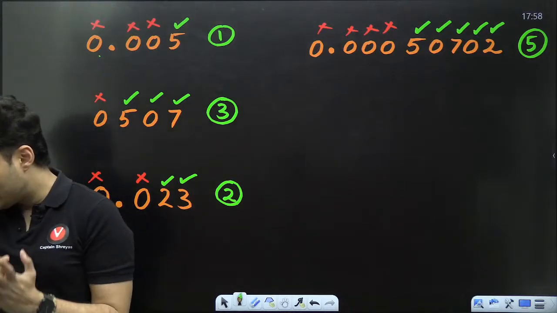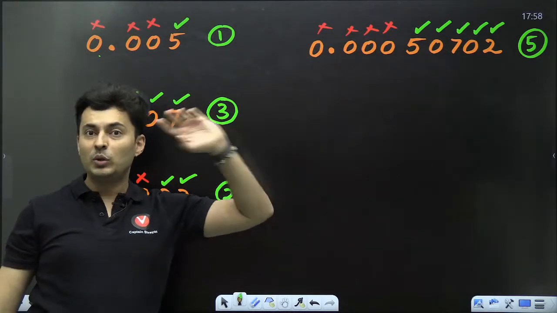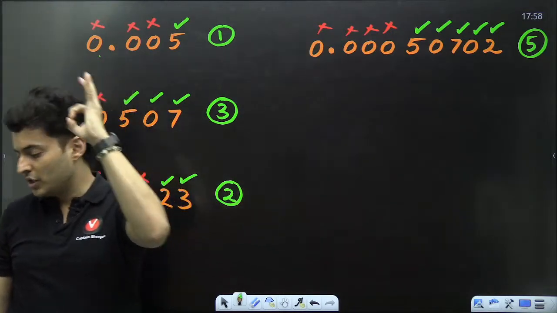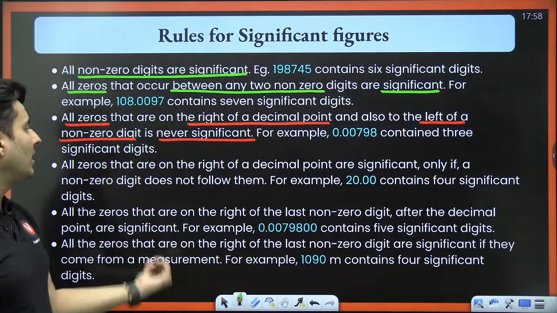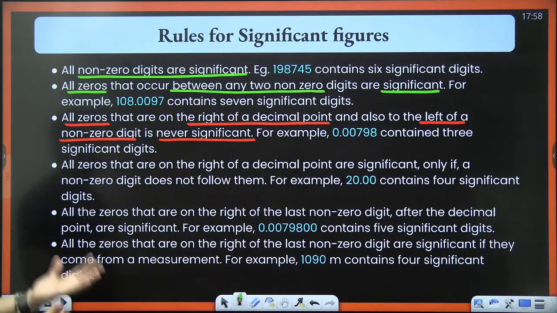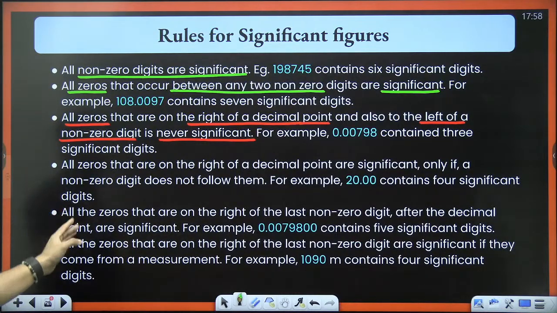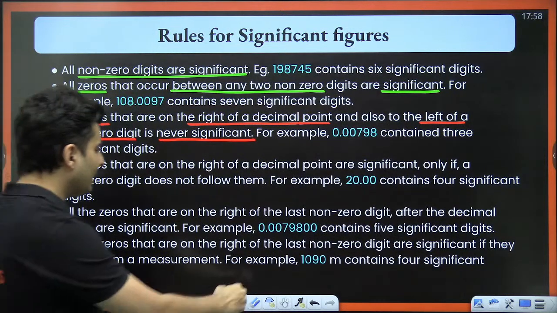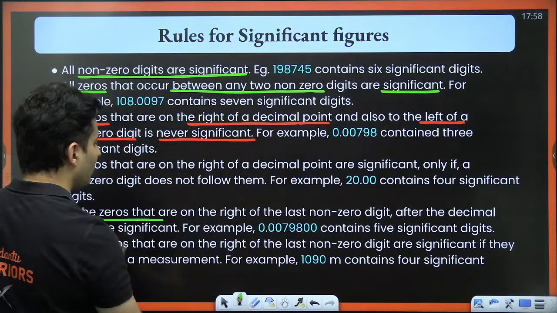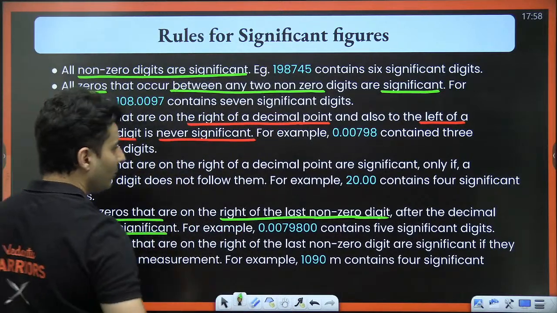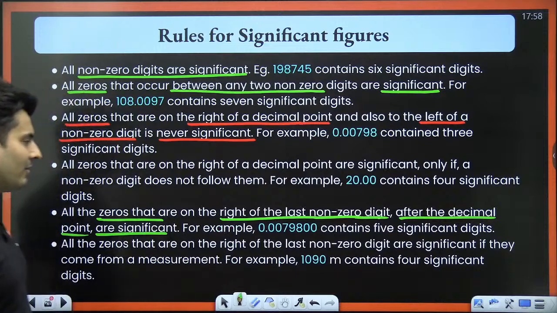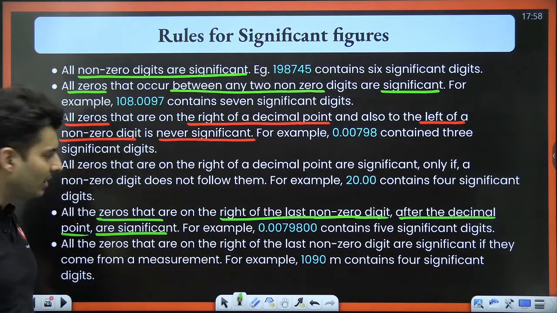These rules are best understood if you take examples. If you just try to memorize them by heart, it's going to be very tricky. The rule says all zeros that are to the right of a decimal point are significant only if a non-zero digit does not follow them, and all the zeros that are on the right of the last non-zero digit after the decimal point are significant. So basically, the main thing is that all the zeros to the right of the last non-zero digit after the decimal point are going to be significant. If you remember that, it's automatically going to help you with the previous one.